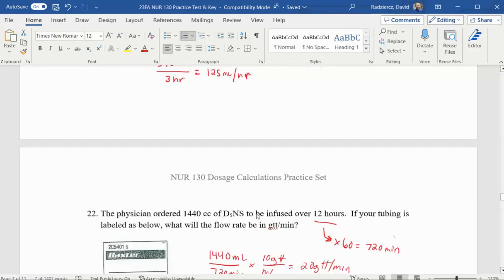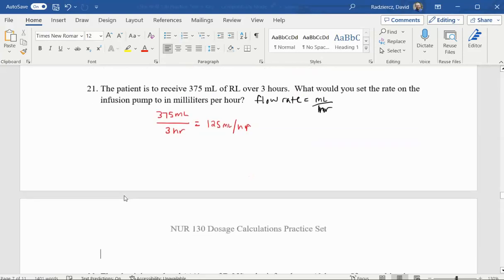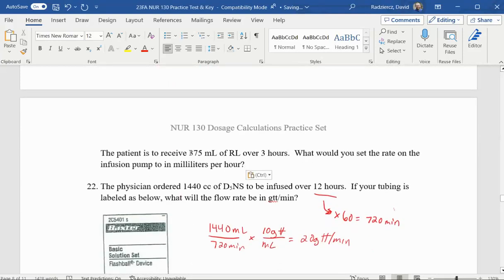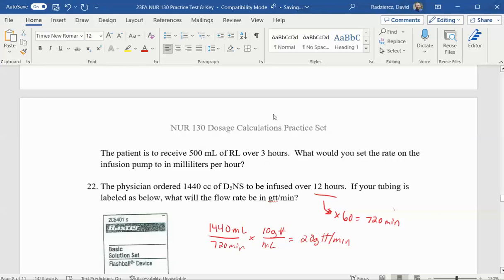So because you're here and you want to see some new type questions, I'm just going to copy and paste this, and then we're going to make a similar question. I'm just going to use different variables. So let's say the patient is to receive 500 milliliters over 4 hours. What would you set the infusion rate to?